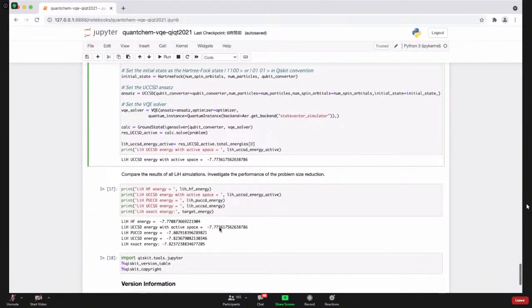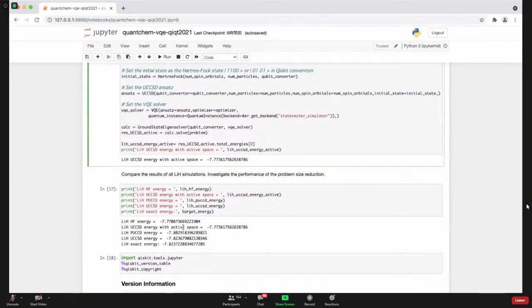And by the way, I've listed all the results here. Starting from Hartree-Fock, and the last one is the exact energy. You see UCCSD, PUCCD, and UCCSD with active space. You can see that minus 7.8237 becomes a little bit higher, 6. And then you see quite a large difference in the energy here. Also, this will be closer to the Hartree-Fock energy because we're limiting the problem size.